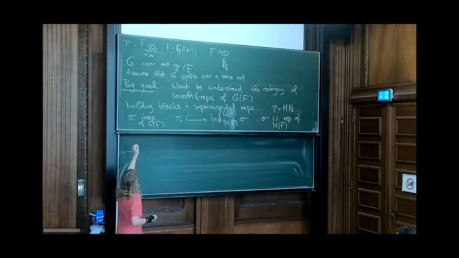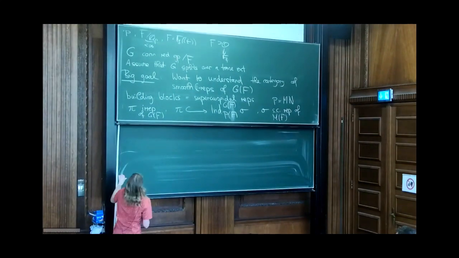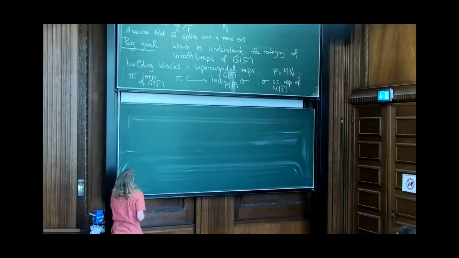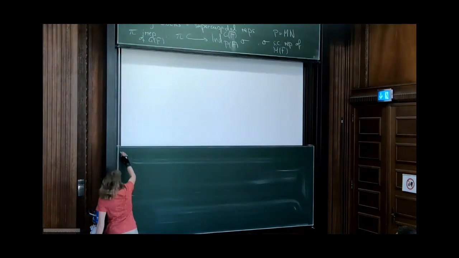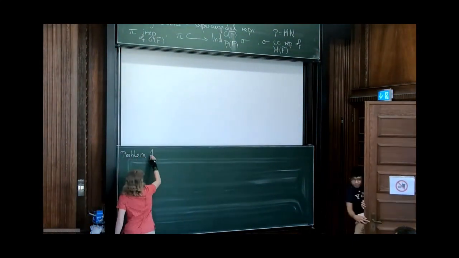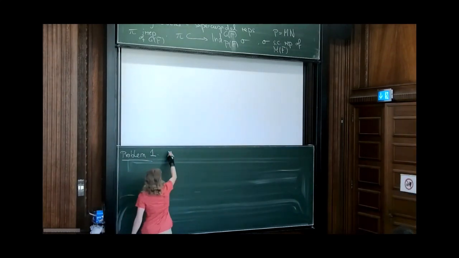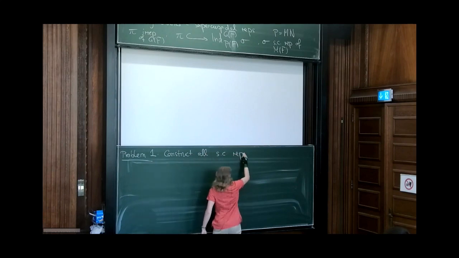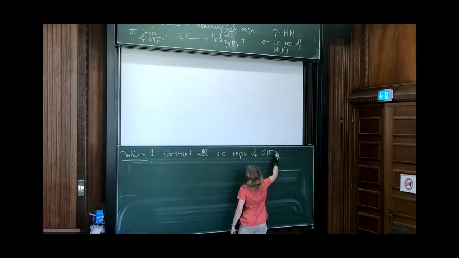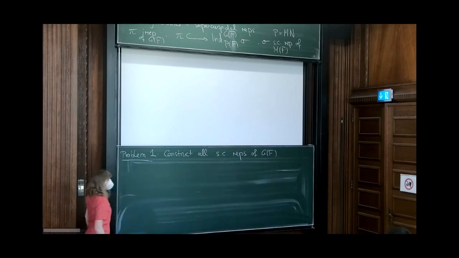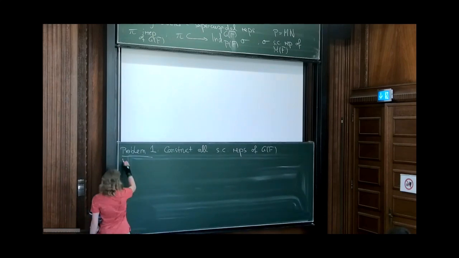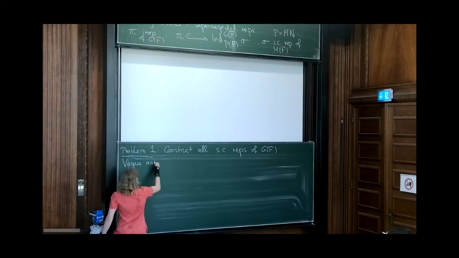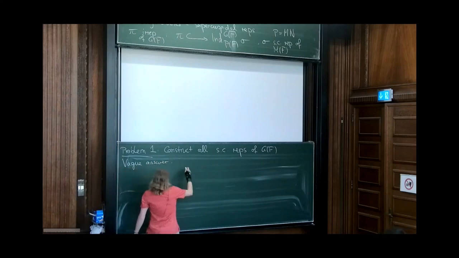So that's the first problem that I want to talk about. The first out of two problems is: construct all the supercuspidal representations of our p-adic group. Supercuspidal will be abbreviated by SC from now on most of the time. And so here is the spoiler. The vague answer is that we can do this almost all the time.